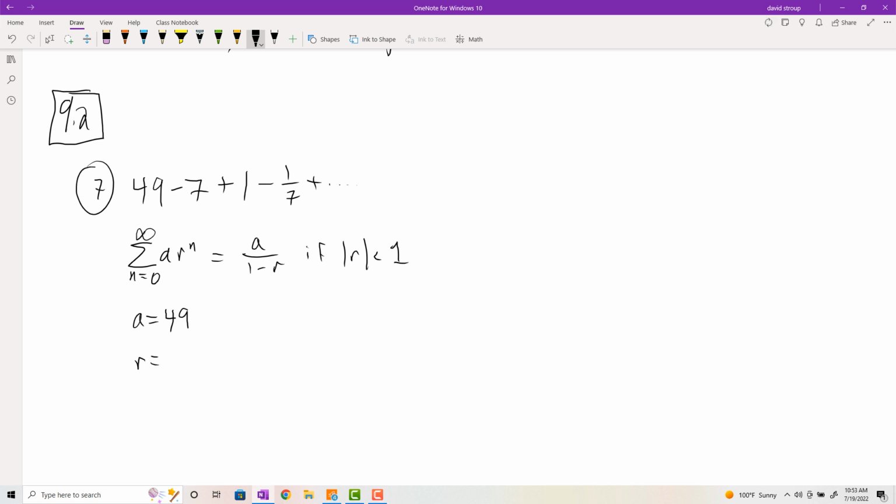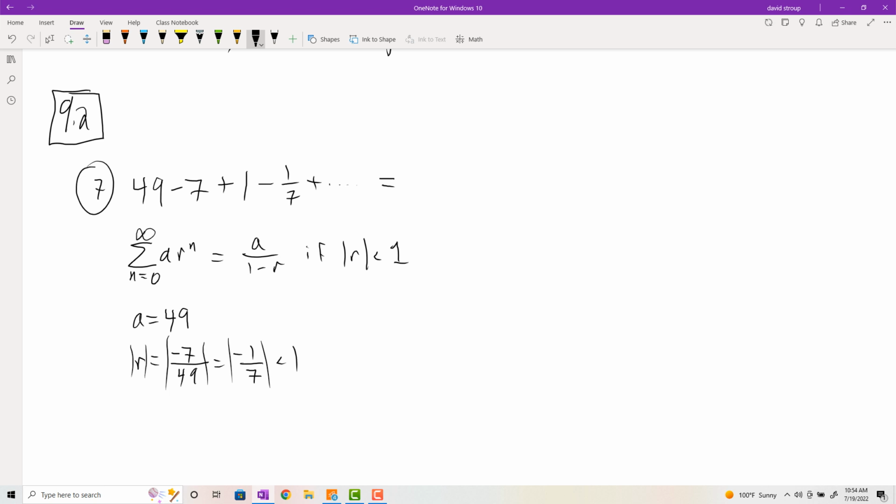The r value is the ratio of 2 consecutive terms, with the second term going in the numerator. So here we have negative 7 all over 49. Reducing, that will be negative 1/7. Okay, so our r value, in particular the absolute value of the r value, is less than 1. So we can go ahead and add this thing up using our formula.